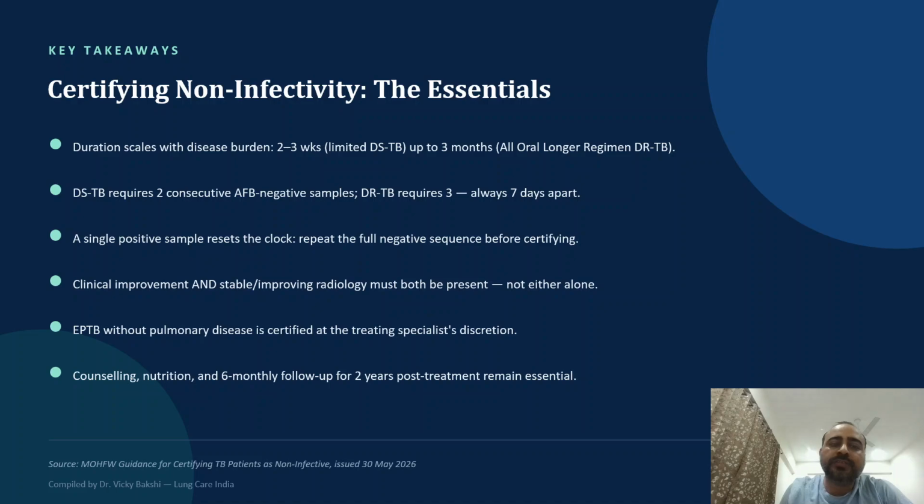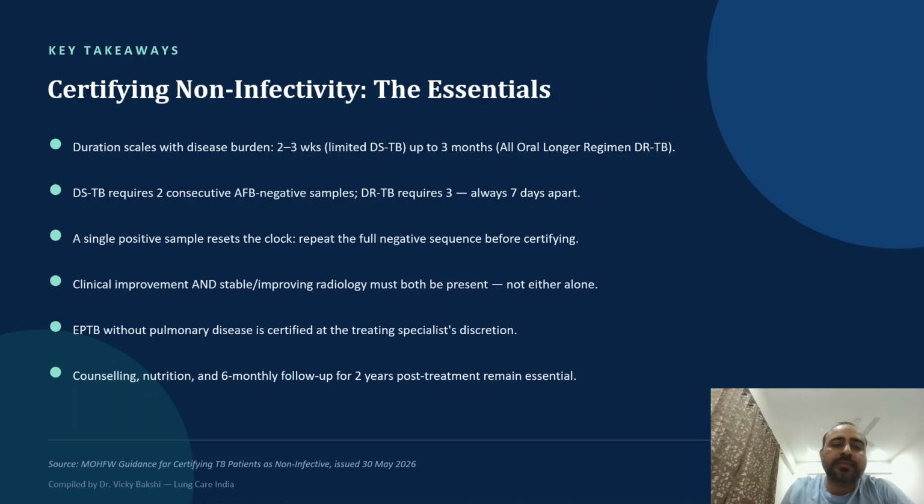The duration scales with the disease burden, that is 2 to 3 weeks for drug-sensitive tuberculosis up to 3 months for all oral longer regimen in drug-resistant tuberculosis. DSTB requires two consecutive AFB negative samples, while DRTB requires three, and they should always be 7 days apart. A single positive sample resets the clock. That is, we have to repeat the full negative sequence before certifying the patient as non-infective.